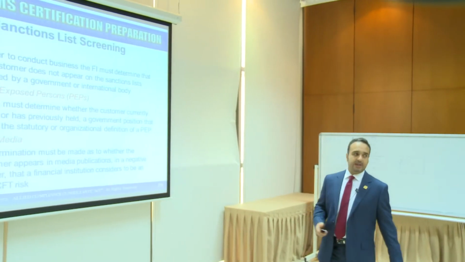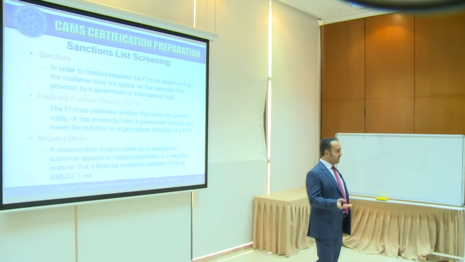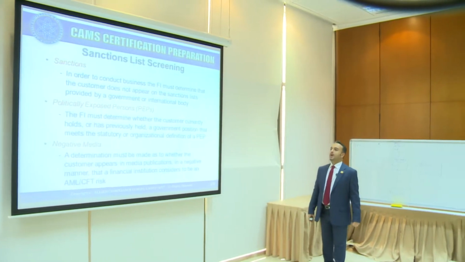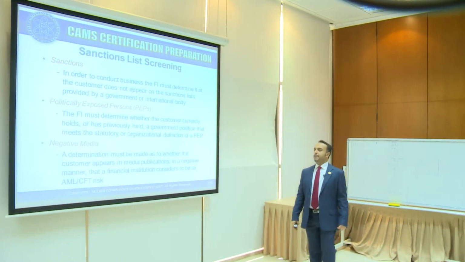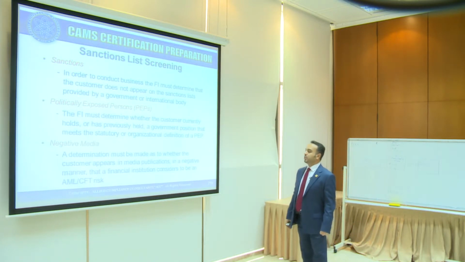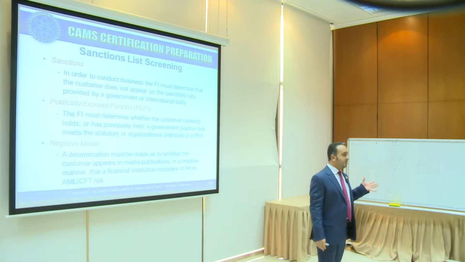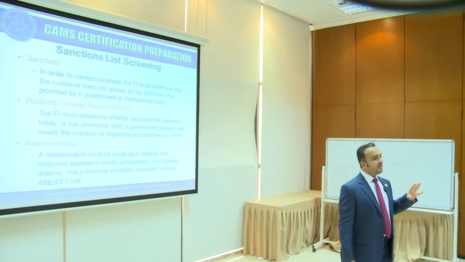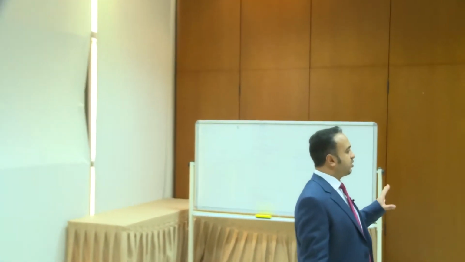Negative media, or sometimes they call it adverse media, which I was just explaining a while ago that we also provide. A determination must be made as to whether the customer appears in media publications in a negative manner that a financial institution considers to be an AML/CTF risk. Let's say you made a search and the search revealed that this guy has a connection to some drug cartel. Would you be comfortable or not? You need to take a decision.